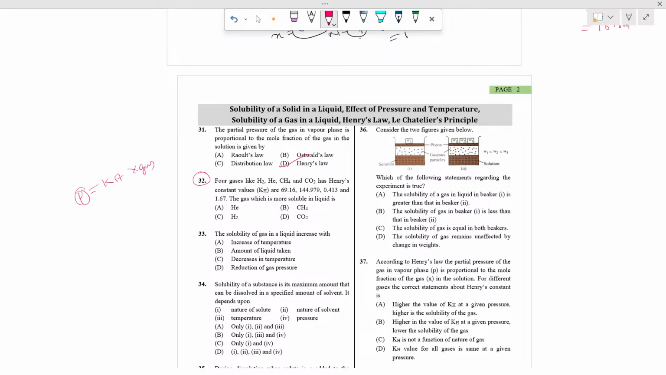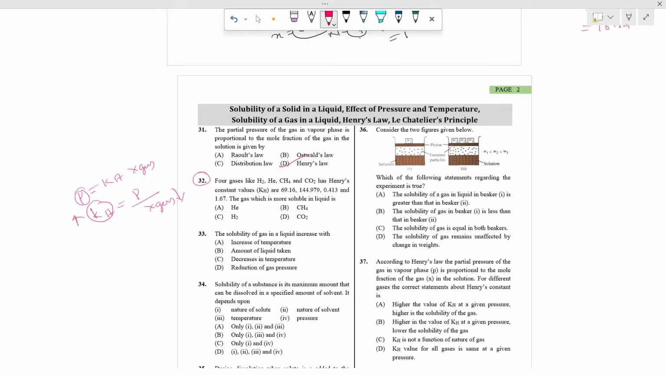So if pressure is constant, then KH is equal to what will come? P upon mole fraction of the gas. KH is equal to P upon mole fraction of the gas. That means if the KH value is greater, then solubility of the gas will be decreased. It is an inversely proportional relation.